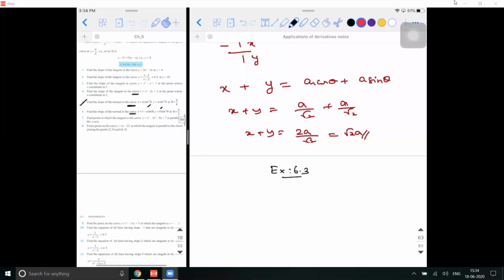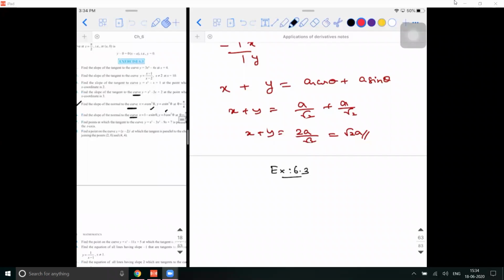So what is the first question? Find the slope of the tangent to the curve y is equal to 3x power 4 minus 4x at x is equal to 4. So you have the curve y is equal to 3x power 4 minus 4x. At x is equal to 4, we need to find the slope of the tangent. So how to find?